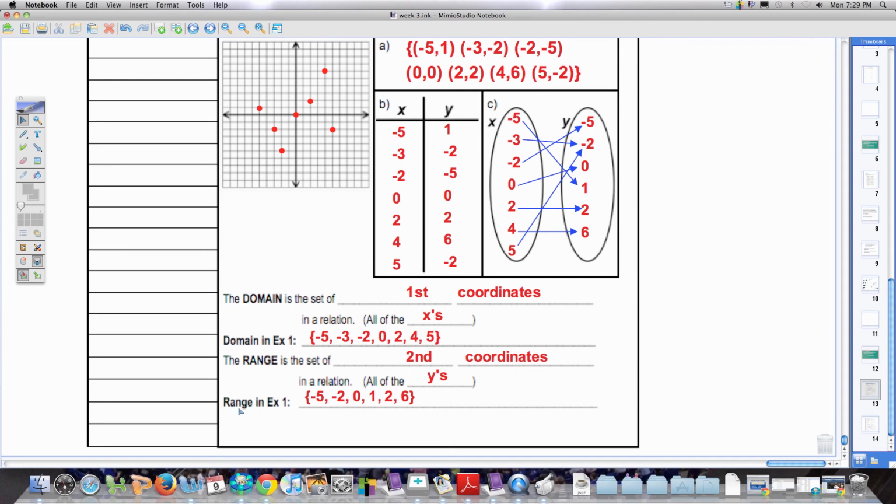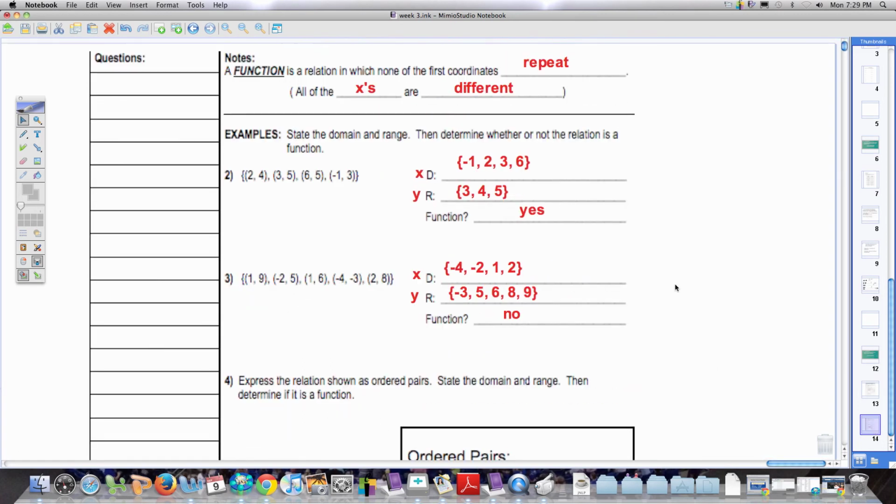That's your range. Again, domain x, range y. Domain x, range y. You can say it with me. You can have a little song. Domain x, range y. Yeah, it's good stuff. Okay, next page.